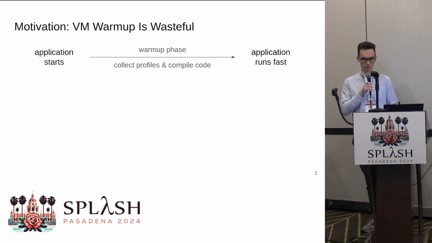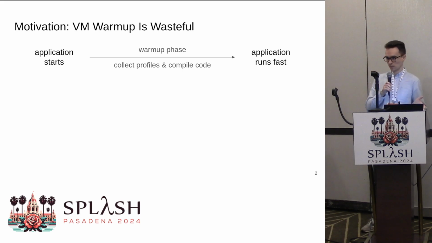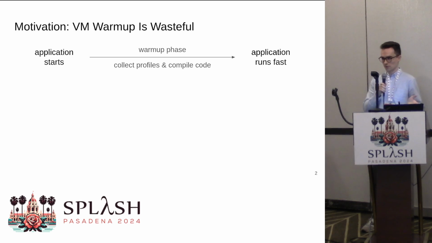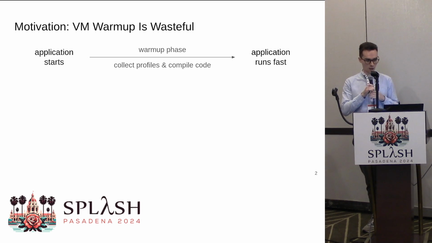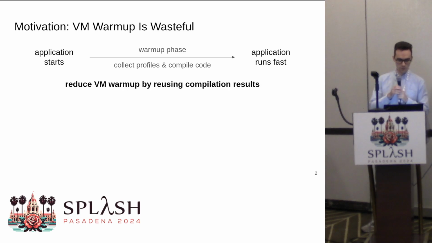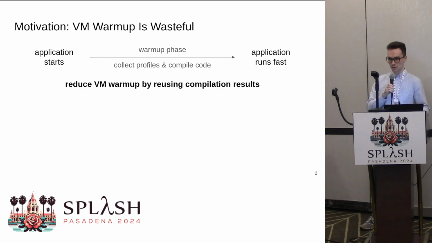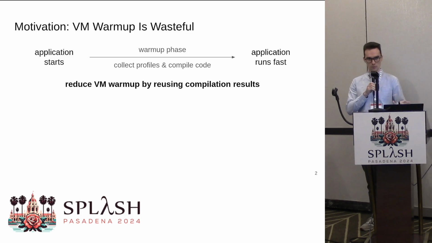So we call this the warm-up phase, and it's a problem because it is wasteful, it wastes hardware capacity, and it makes the application slower to respond. So in the Java ecosystem, there is a lot of ongoing work to improve warm-up, and in our work, we focus on improving VM warm-up by reusing compilation results from previous runs of the same application on the same VM version.